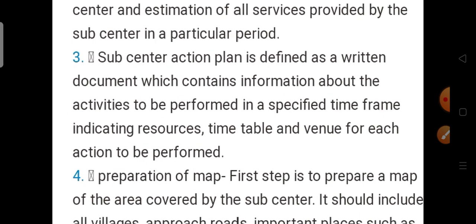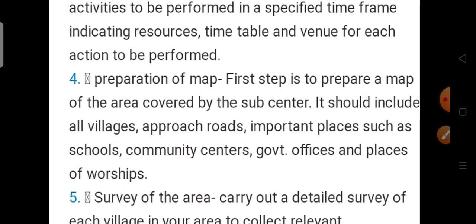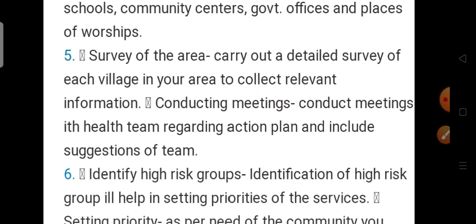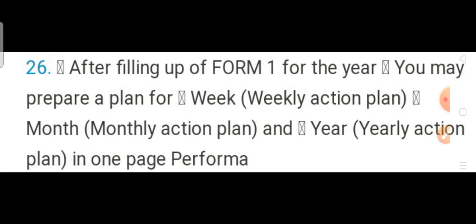So we have to plan on paper. Preparation of the plan map is important: survey, identify high risk cases, and fill in the action plan. After filling up Form One for the year, you may prepare a weekly action plan, a monthly action plan and a yearly action plan on one page of the form. You should be clear about the weekly plan, monthly plan and action plan.